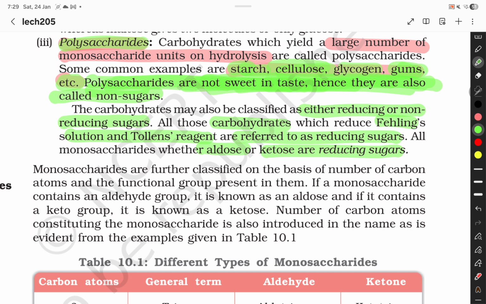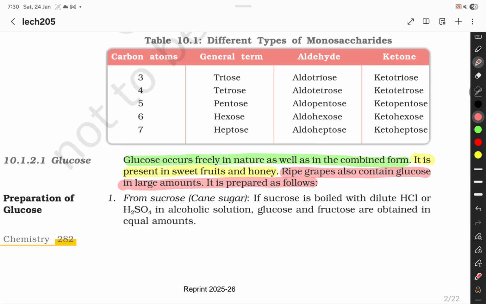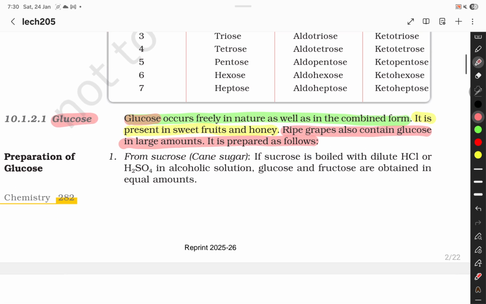All monosaccharides, whether aldose or ketose, are reducing sugars. The triose, tetrose also counts the carbon of the aldehyde. So it's called aldotriose when you have three carbons, aldotetrose, aldopentose, aldohexose, aldoheptose. Same for ketones. Freely occurring in nature is glucose. We are studying glucose now.